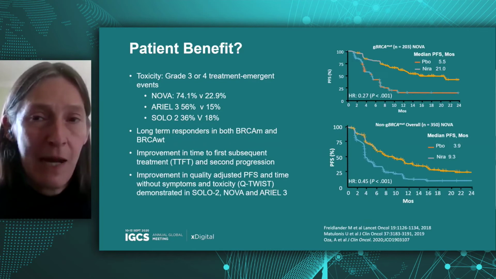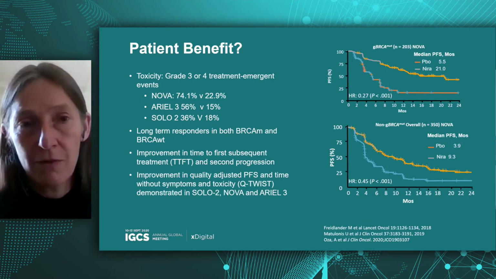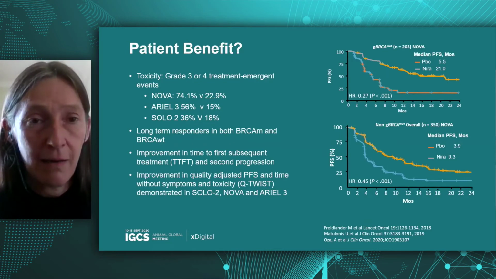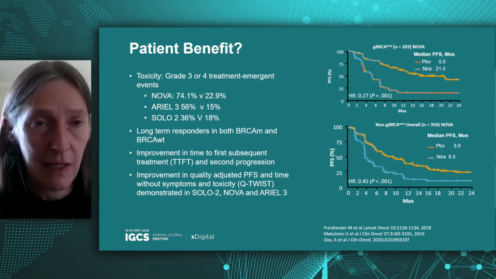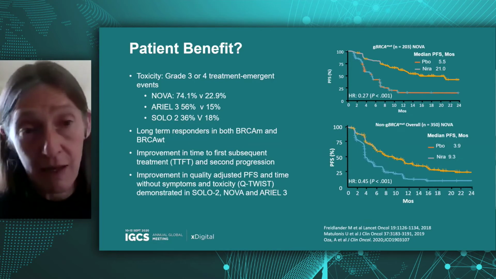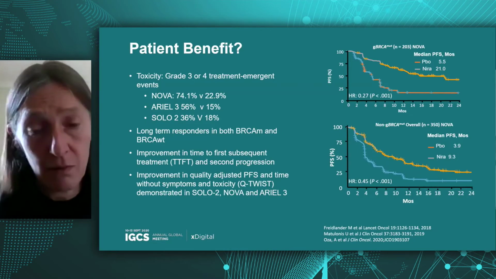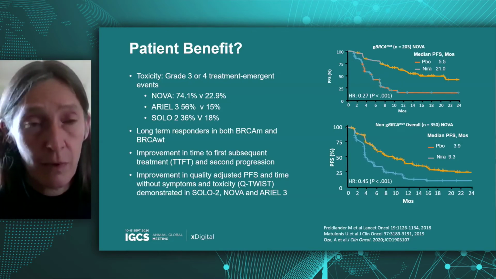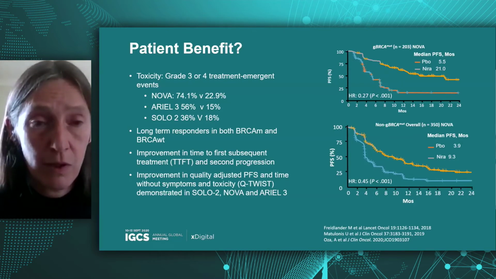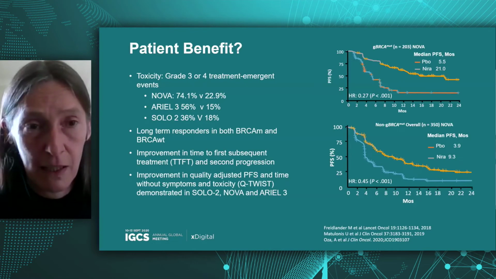So what does this mean for patients? Because I've been talking about median progression-free survival, and obviously that is not necessarily a meaningful thing. What does it mean to patients? And unfortunately, it comes at the expense of toxicity. And those can be significant, with really quite significant rates of grade 3 or 4 toxicities, but importantly also grade 1 and 2, which in a maintenance setting can have a big impact.